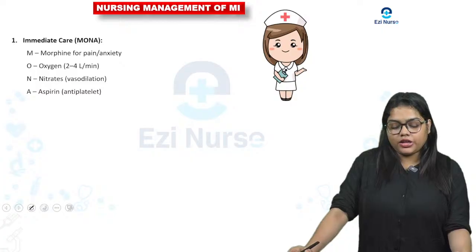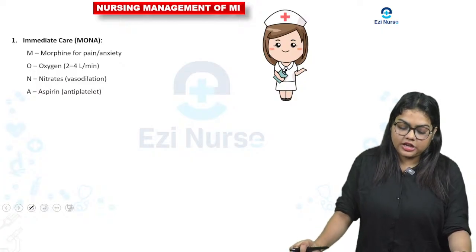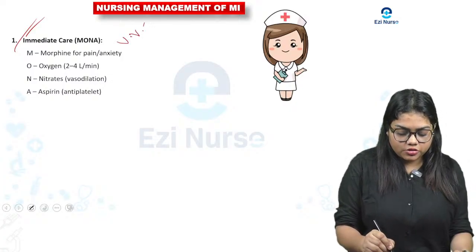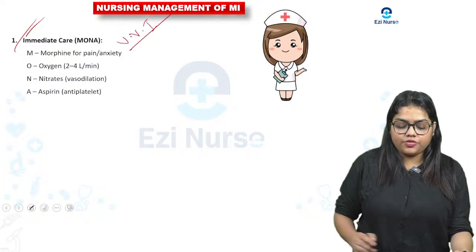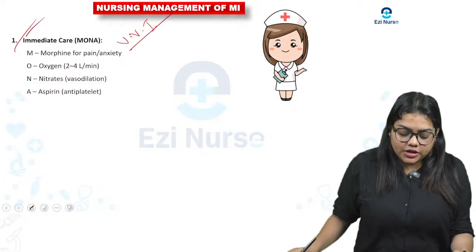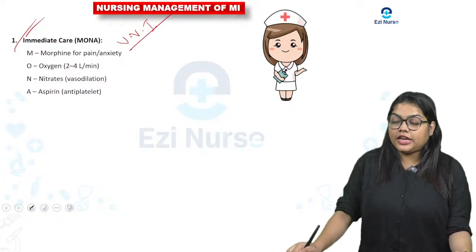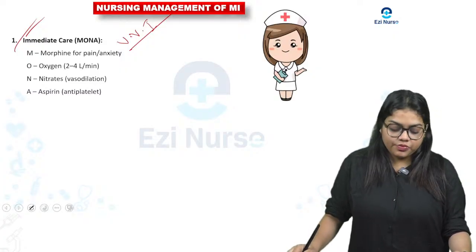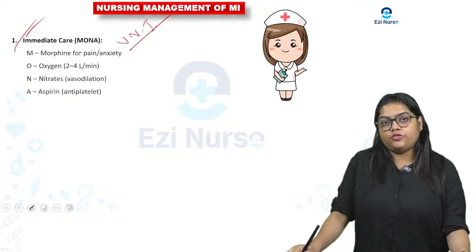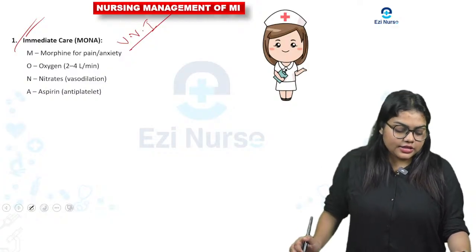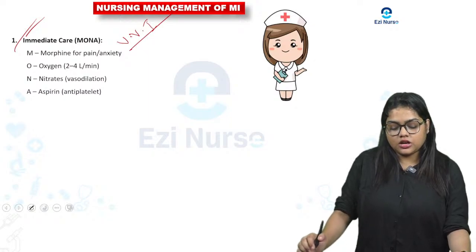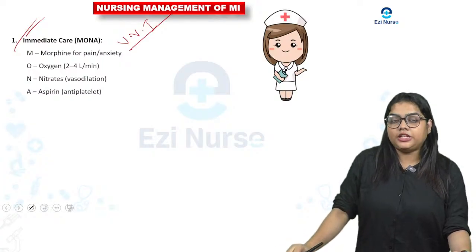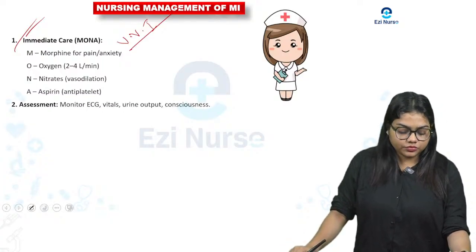Now as a nurse, how can we manage this? We have to do the immediate care, which is also called MONA. It can come for 2 marks. It is very important. So M is morphine for the pain and anxiety, O is oxygen at 2 to 4 liters per minute, N is nitrates, which work as a vasodilator, then A is aspirin, which works as an antiplatelet. Okay, so this is the immediate care, or MONA.